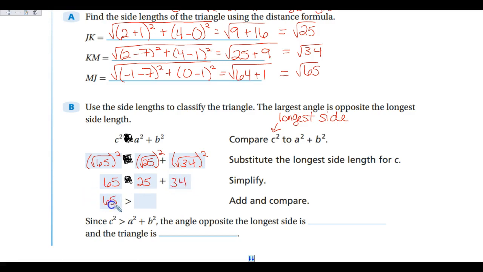So 65 is going to be greater than 59. Okay? So my c squared is greater. It is bigger. That means that the angle across from that side is obtuse. So it is obtuse, and that means that my triangle is also obtuse. Anytime the angle across from your longest side is the biggest angle, and its measure is larger than 90, that's your obtuse triangle. So our c squared is bigger than a squared plus b squared, which meant we had an obtuse angle, which means we have an obtuse triangle.